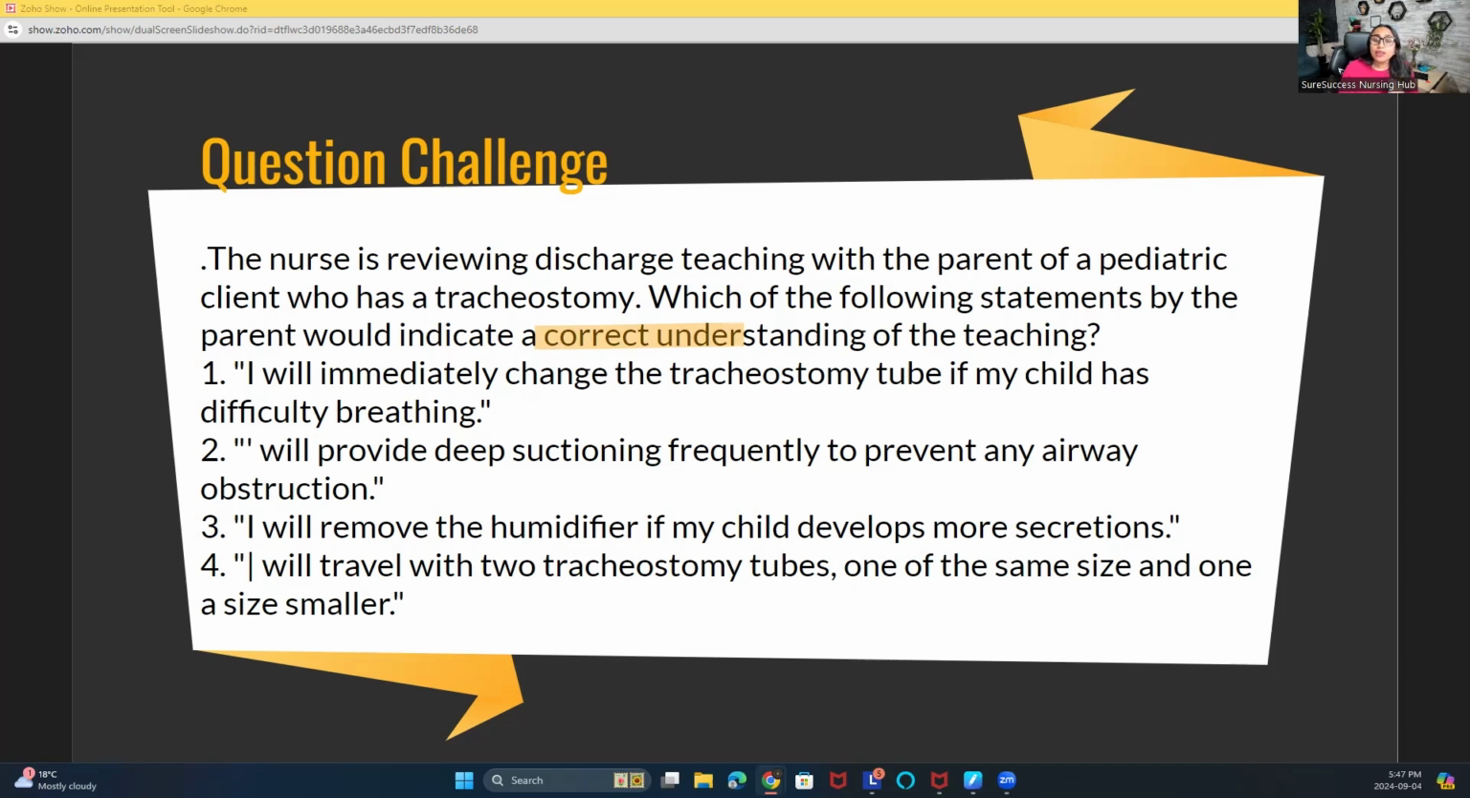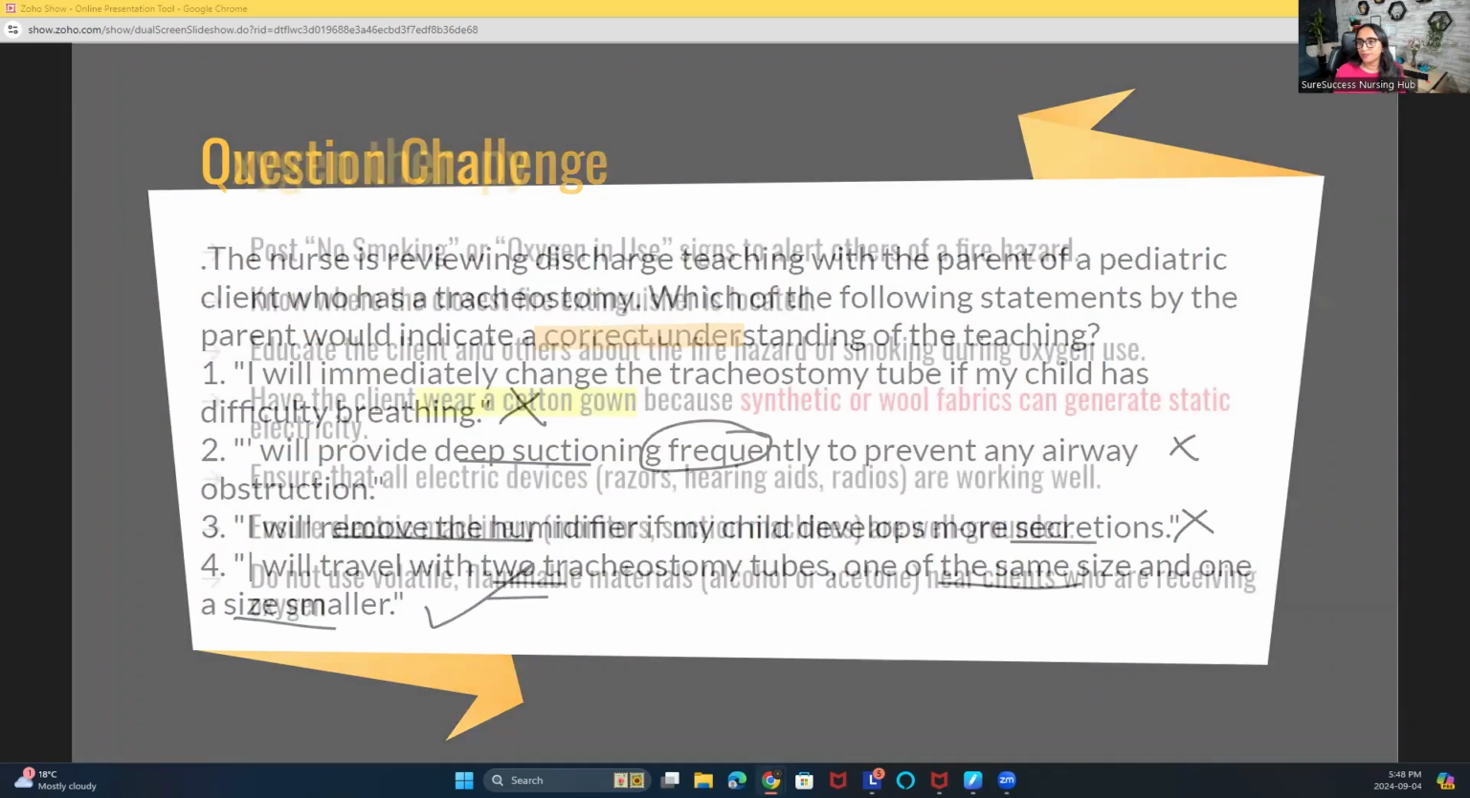Let's try. I will immediately change the tracheostomy tube if my child has difficulty breathing. Will you change the tracheostomy when he's having difficulty breathing? Is it correct? No. I will provide deep suctioning frequently to prevent airway obstruction. No, we don't do that. I will remove the humidifier if my child develops more secretions. No. I will travel with 2 tracheostomy tubes, one the same size and one a size smaller. Correct. Good.